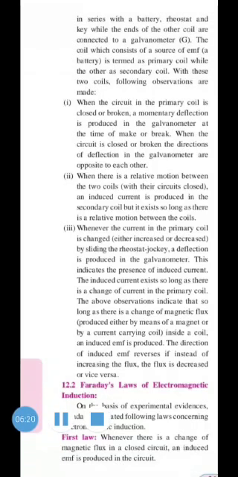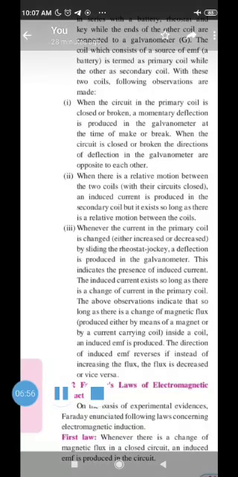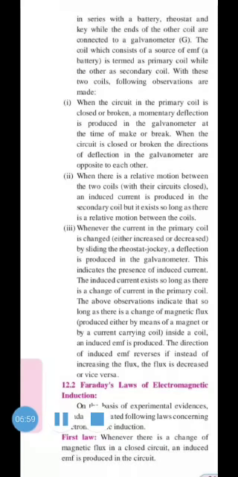Now first, when the circuit in the primary coil is closed or broken, that means when we press the key or open the key, the circuit is closed or broken. Then we see the momentary deflection in the galvanometer at the time of make or break, that is opening the key or closing the key. When the circuit is closed or broken, the directions of deflection in the galvanometer are opposite to each other. That is, while closing or opening the key, the directions of deflection in the galvanometer are opposite to each other.